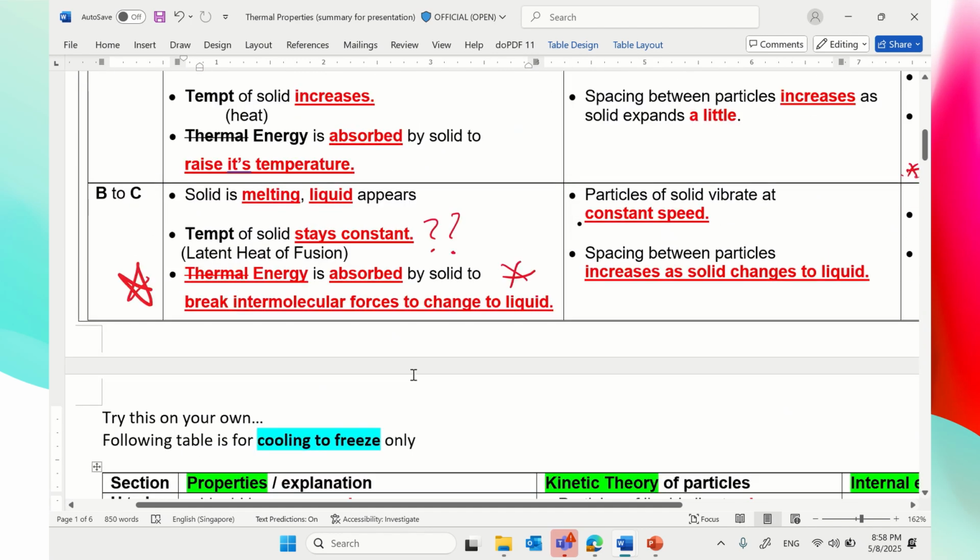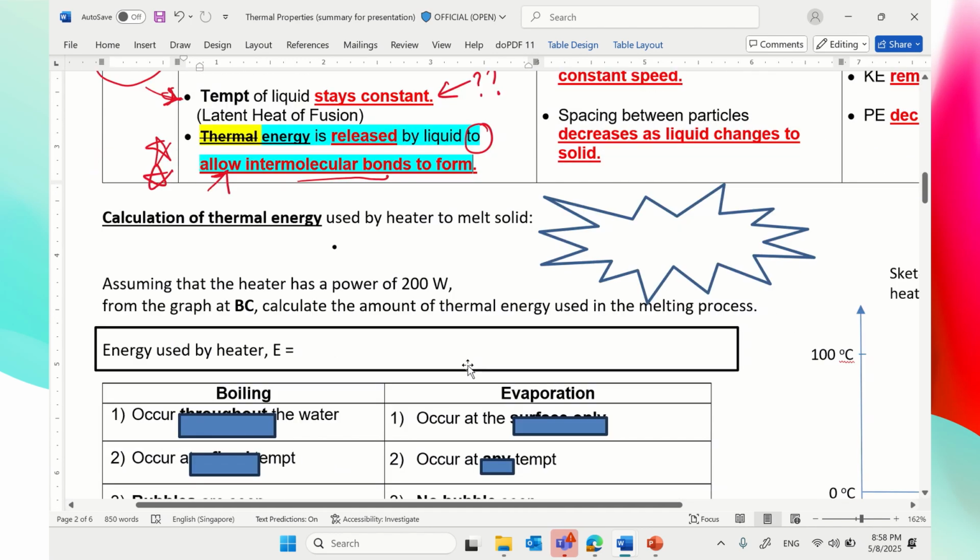Now when temperature and timing are involved, and you know the power of the heater, let's take a look at this. When the power of the heater is given, like 200 watt, from the graph BC. Let's look at graph BC again. BC is our first heating curve graph. Now calculate the amount of energy used in the melting process.